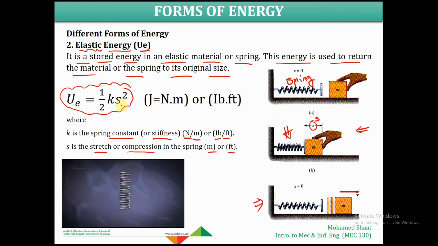If you square the distance, the compression or the stretch in the spring, times the spring constant, times 1/2, this is going to give you the potential energy due to the elasticity that is going to be stored within this spring, and this potential energy is what the spring is going to use to restore back again to the original dimension, as shown here in the animation.